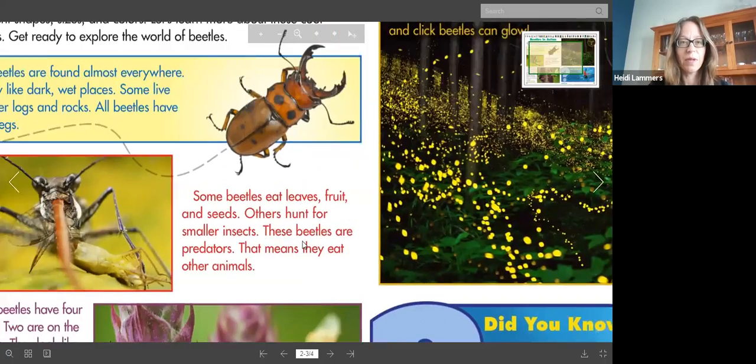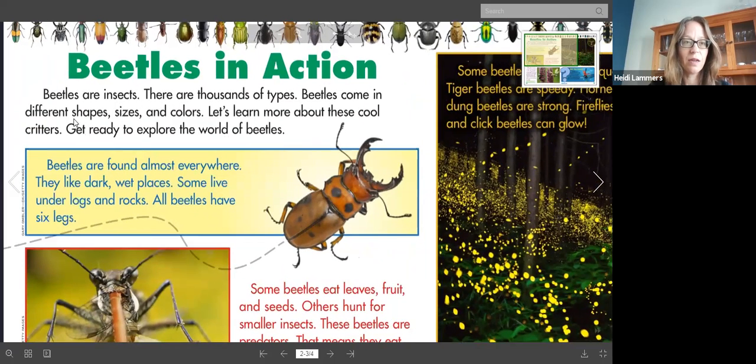Ooh, that's really big. That'll be nice to read. Here we go. Beetles in action. Ready? Read. Beetles are insects. There are thousands of types. Beetles come in different shapes, sizes, and colors. Let's learn more about these cool critters. Get ready to explore the world of beetles.